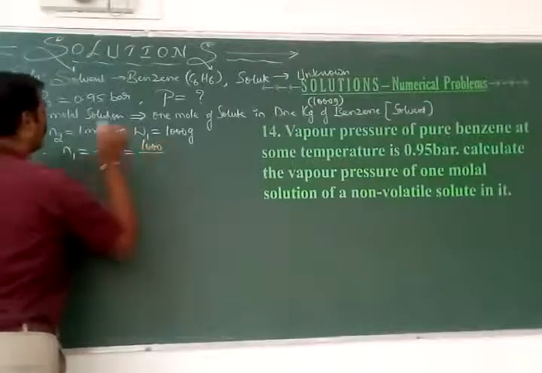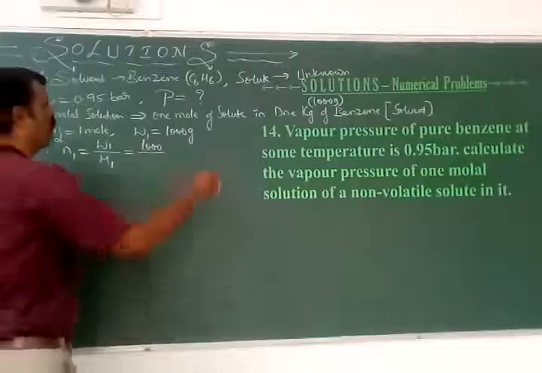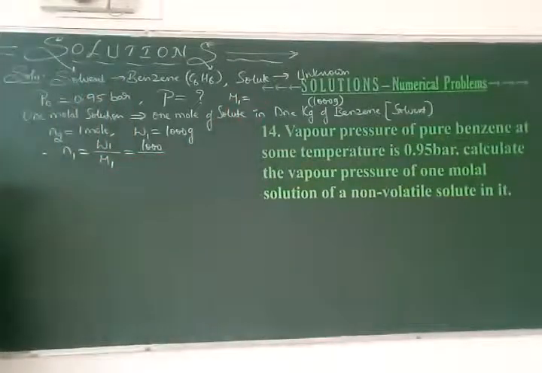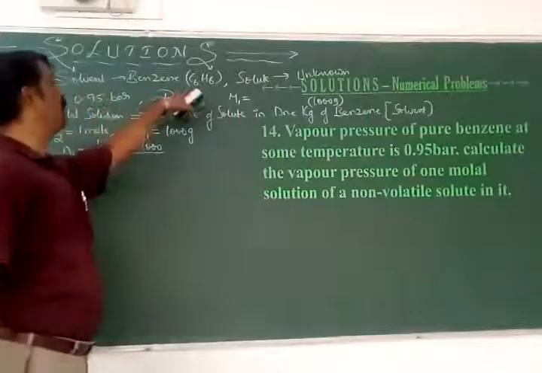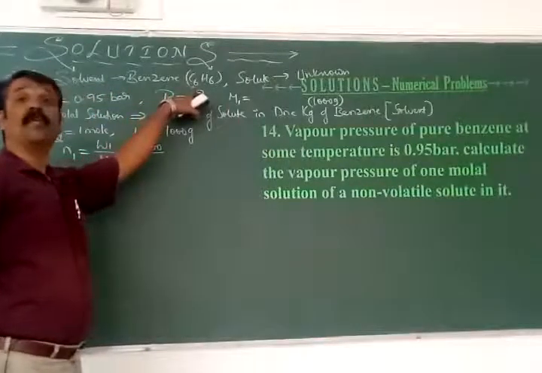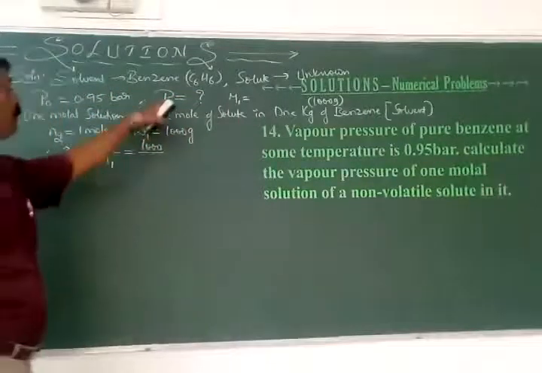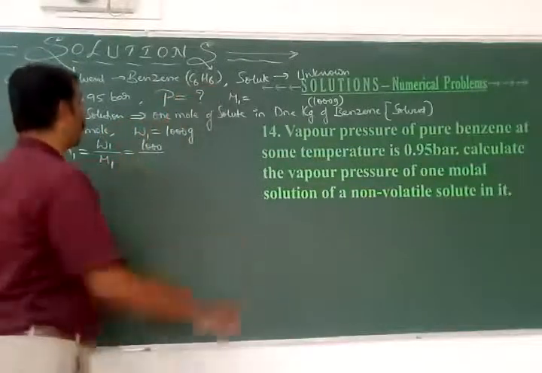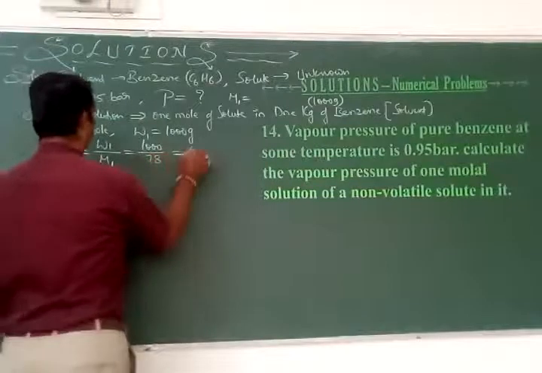1000 divided by, what is M1 here? M1 means the molecular mass of solvent. What is the solvent here? Benzene. Benzene molecular mass is: carbon is 12, 12 times 6 is 72, plus hydrogen 1 times 6 is 6, plus 72, that is equal to 78.